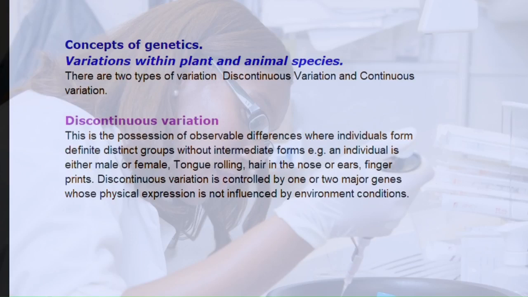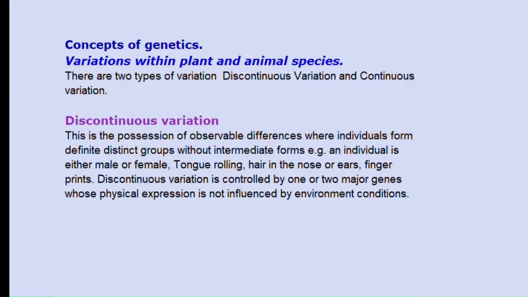There are two types of variation, discontinuous variation and continuous variation. Discontinuous variation is the possession of observable differences where individuals form definite distinct groups without intermediate forms. For example, an individual is either male or female, tongue rolling, hair in the nose or ears, and fingerprints.